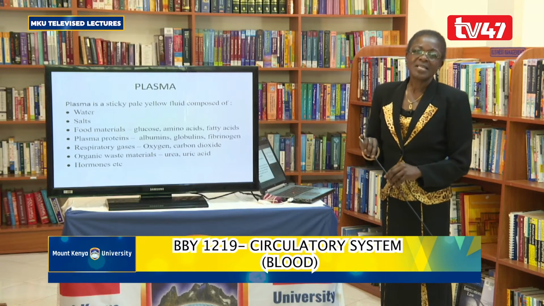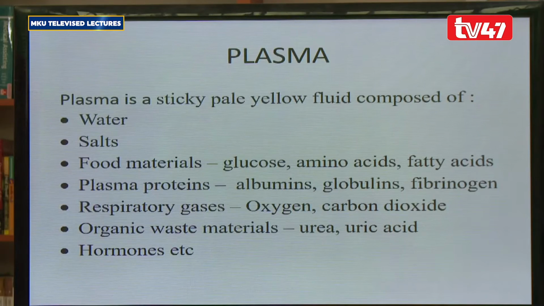Now to look at the liquid part of the blood, that is the plasma. The plasma is a pale yellow fluid. It contains all the things we expect to find in the blood in their dissolved form. The plasma is composed of water, which is the main component because it is a fluid. It has mineral salts in their dissolved form, existing in the plasma as component ions. It contains the food materials, present in the blood in their simplest form, that is after digestion is complete.